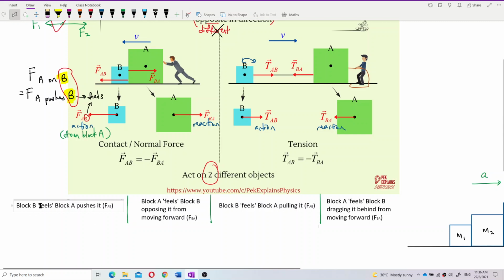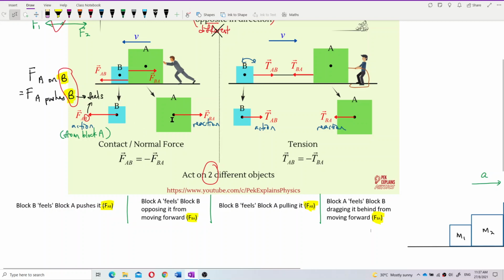So block B feels the FAB. Can you see this one? Maybe I should highlight these words. This sentence is the best. Look carefully. Block B feels block A is pushing it, so block B feels the FAB. That means block A is pushing block B with FAB. This force comes from block A.